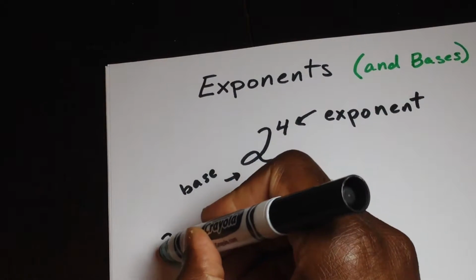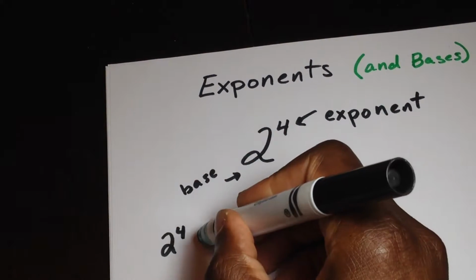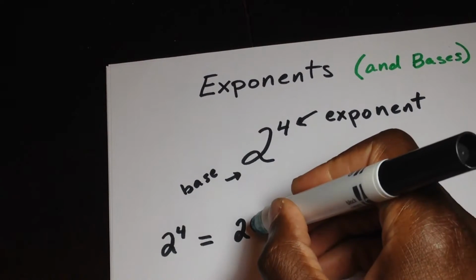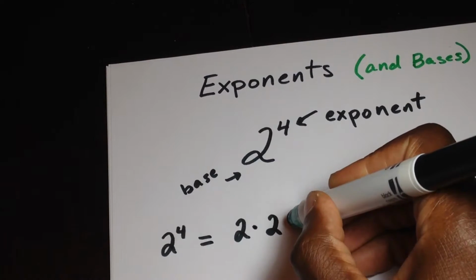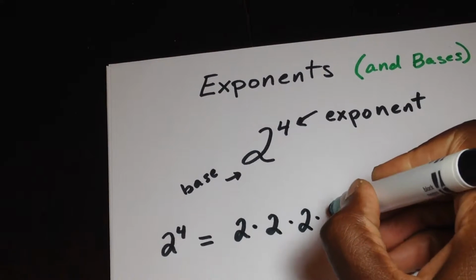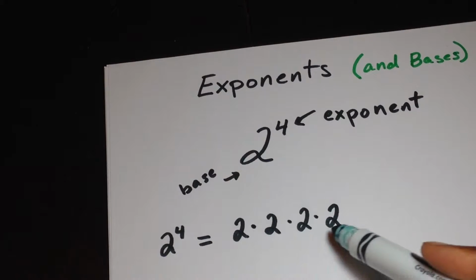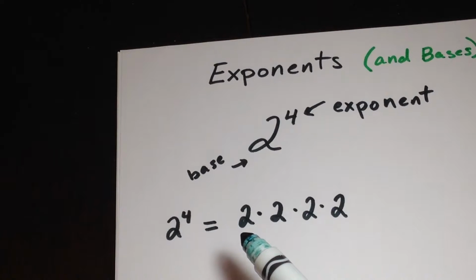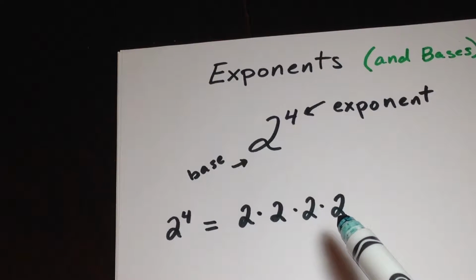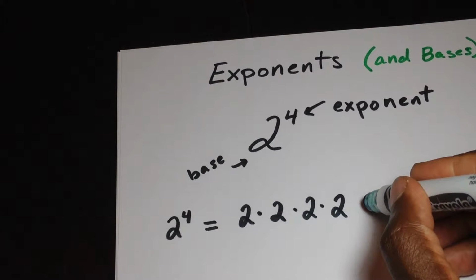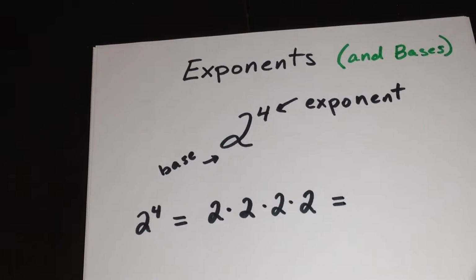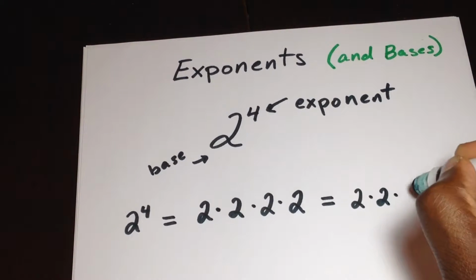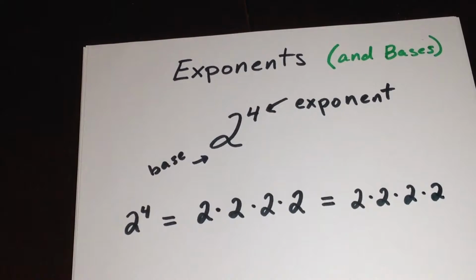When you have 2 to the fourth power, what that means is that you will take the base, which is 2, and you will repeat that base. You will multiply it 1, 2, 3, 4 times. This is called repeated multiplication. So I took the 2, which is the base, and I repeated it, multiplying it 4 times. Now when I evaluate to find the answer, I'm just going to rewrite it again, 2 times 2 times 2 times 2.